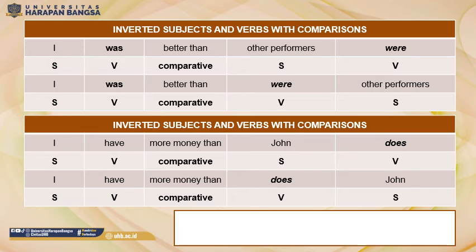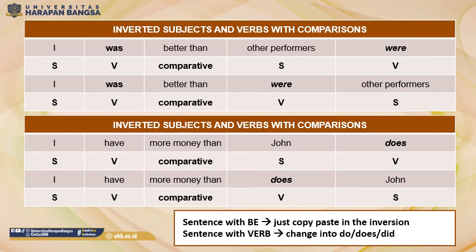What about the inversion? Just change the position of the subject and verb after the comparative. So the inversion will be I have more money than does John. Setelah bentuk komparatif more money than, kita ubah posisi subjek verbnya menjadi verb subject, then does John. So remember, if you have comparative sentence with be, yang menggunakan be is am, are, was, were, just copy paste in the inversion. Pada bagian inversinya tinggal di copy paste, tinggal sesuaikan dengan subjeknya ya.